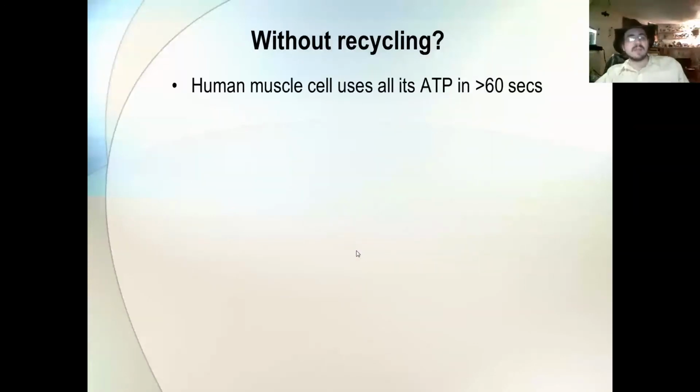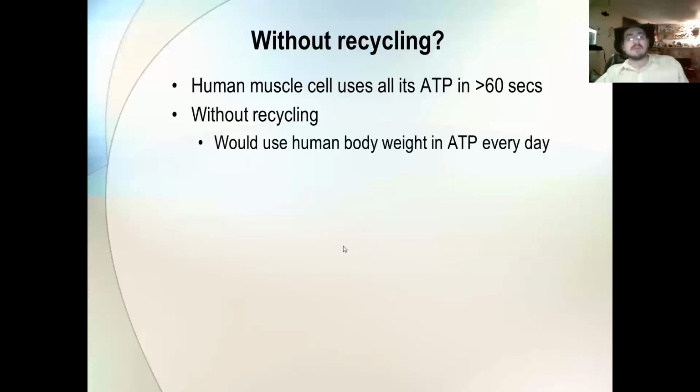What would happen if there was no recycling? Well, a human muscle cell uses all of its ATP in approximately 60 seconds. Without recycling, I would have to produce my human body weight in ATP every day in order to stay alive. That's a ridiculous amount of ATP. I did the calculations for you by determining the atomic mass of ATP and then dividing it by my body weight in order to determine the number of ATP molecules I'd need in a day, and that is 1.08 times 10 to the 26th molecules, which is a ridiculously large number. I can try and put it in terms that might boggle your brain a little less, or maybe even boggle your brain more.